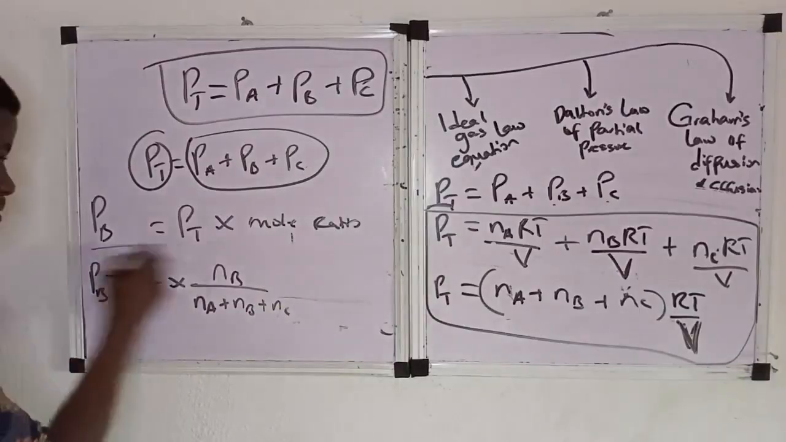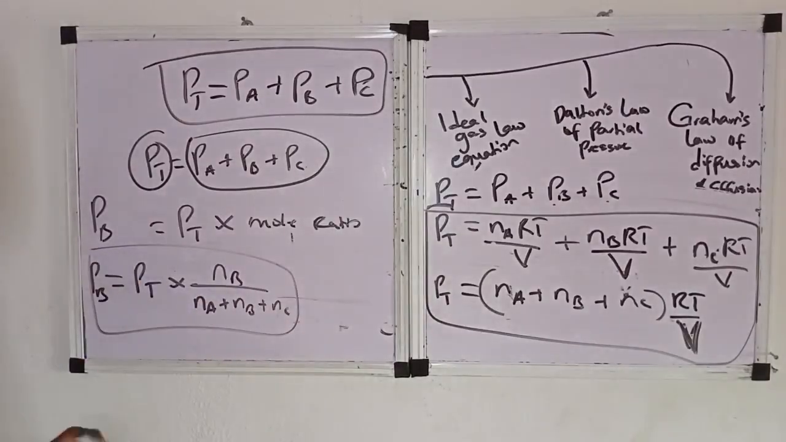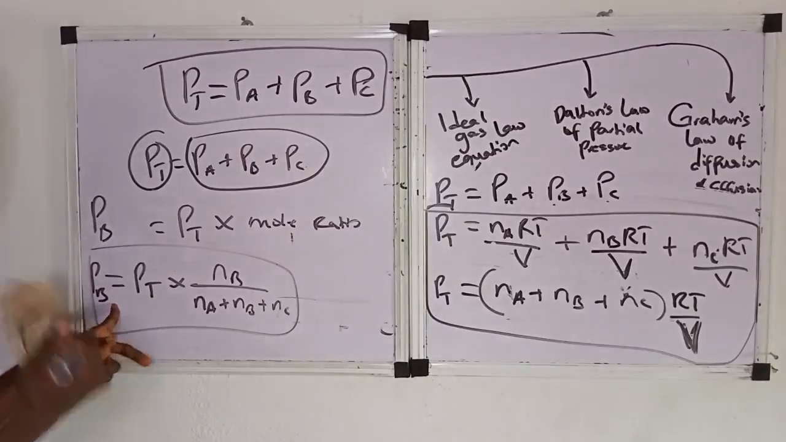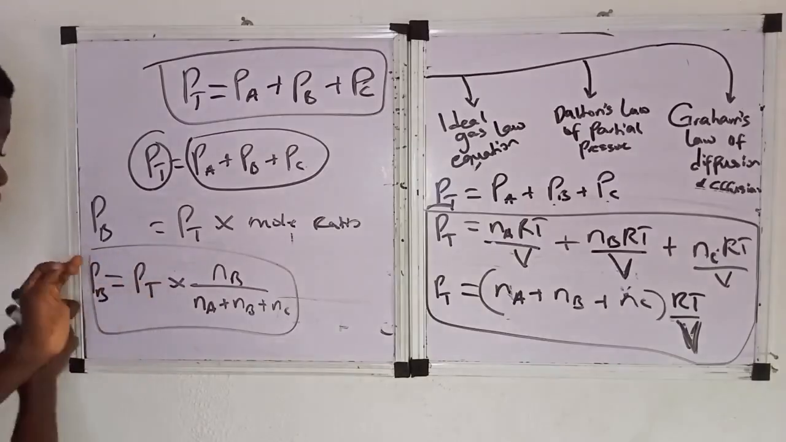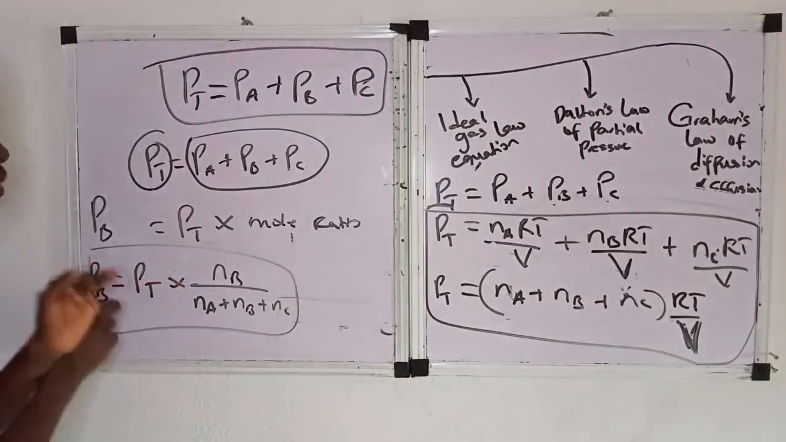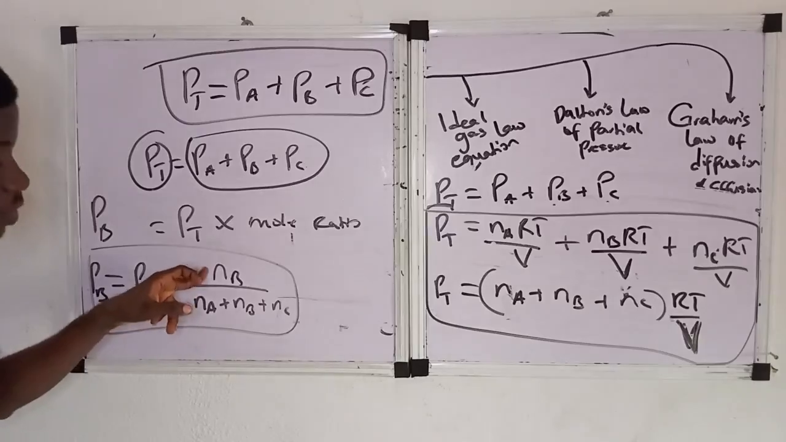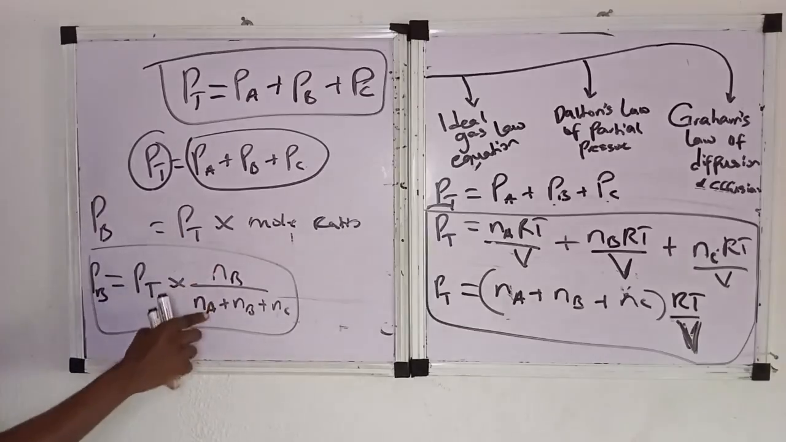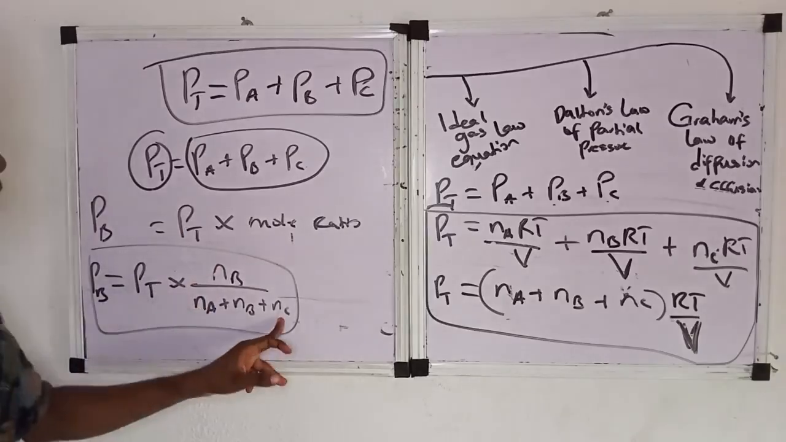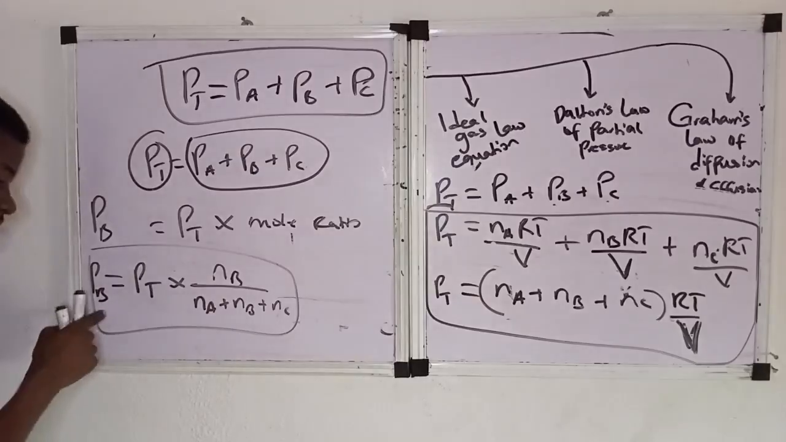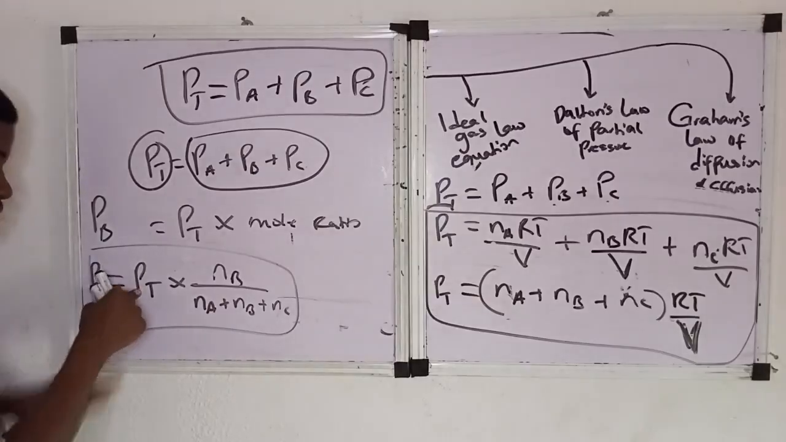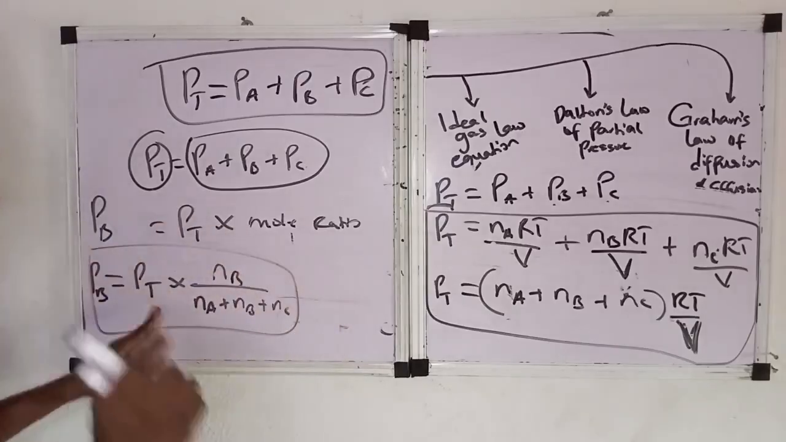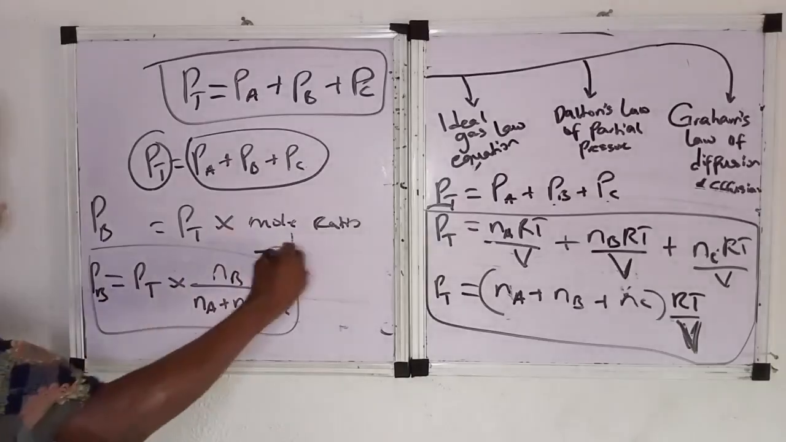So this formula is used to calculate the partial pressure. They will give you the total pressure, and they will give you the number of moles of each of the gases: the number of moles of gas B, the number of moles of gas C. So to look for the partial pressure of gas B, just do total pressure times the number of moles of gas B divided by the total moles. So that is just it. So this is another formula.